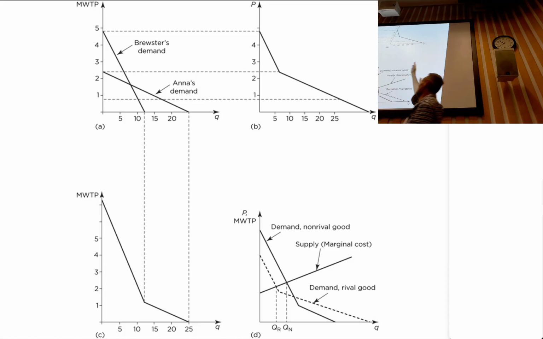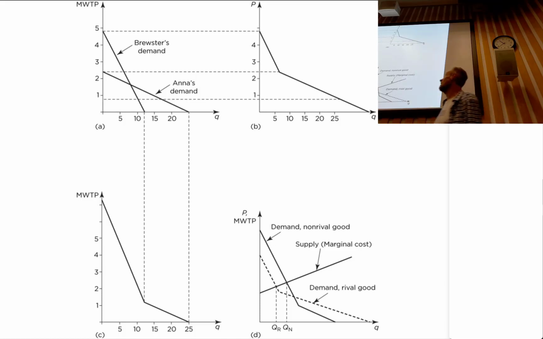But then when the quantity hits, I think it's slightly over 5, maybe it's 6 even, Anna actually kicks in, because from that point on, Anna is actually prepared to pay more for the good because Brewster's demand is partially satisfied, right?